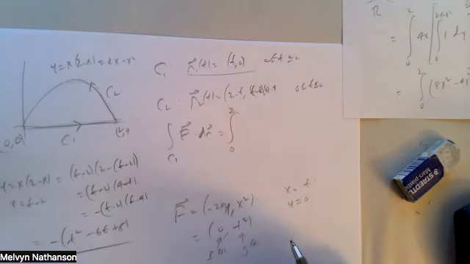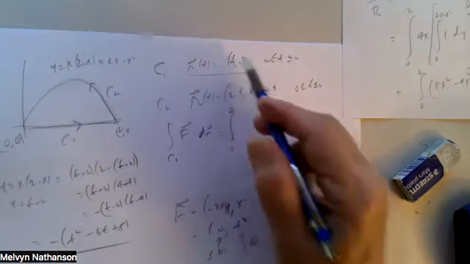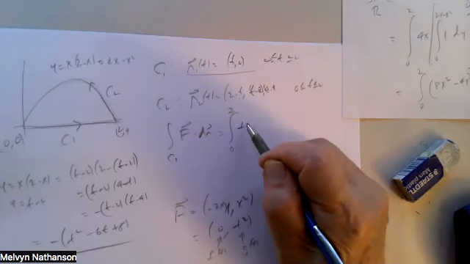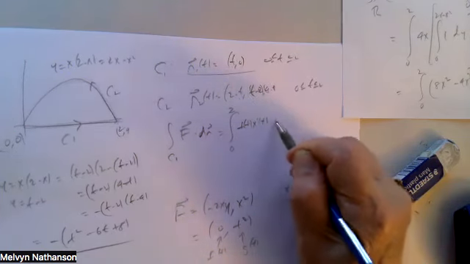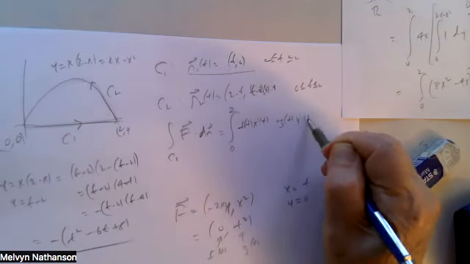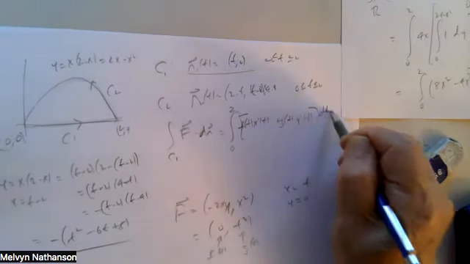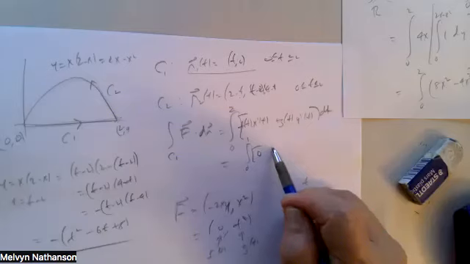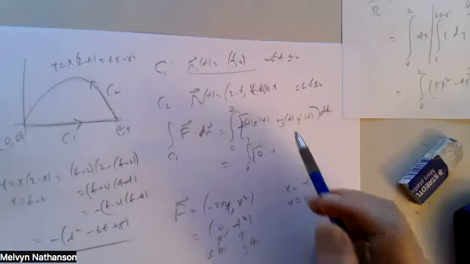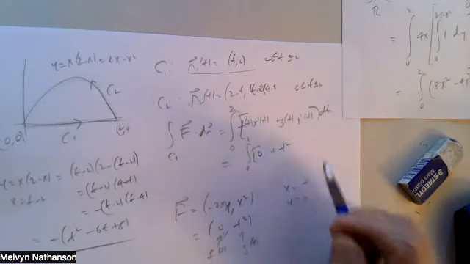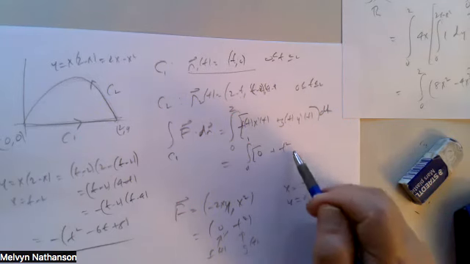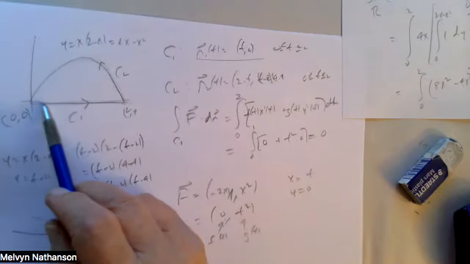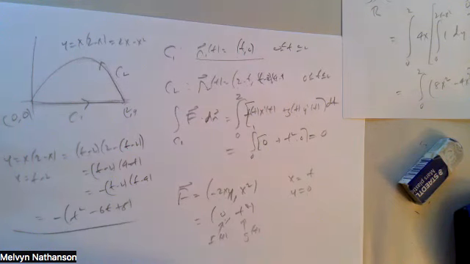And r1 prime, the x dt is 1 and dy dt is 0. So I get f of t, x prime of t plus g of t, y prime of t, dt. This is the integral from 0 to 1. F of t is 0, so it doesn't matter what x prime of t is. G of t is t squared, but y prime of t is 0. So this is just 0. So the integral across C1 is 0.